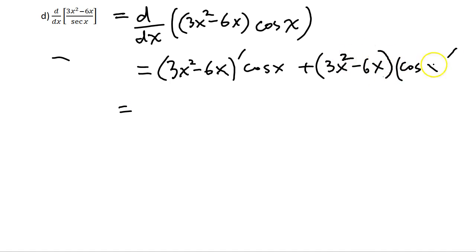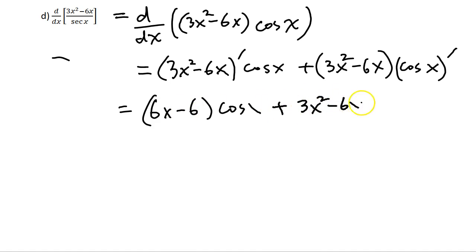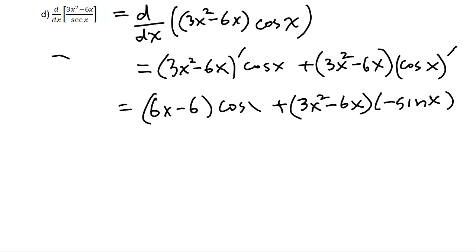6x. Okay, and then 6x minus 6 cosine x, 3x squared minus 6x, cosine x differentiates to negative sine of x. Okay, so final answer is 6x minus 6 cosine x plus 3x squared minus 6x times negative sine x.